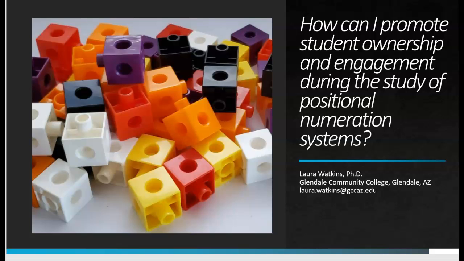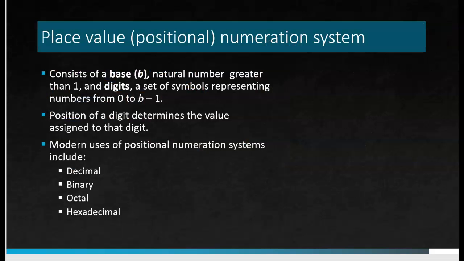I typically discuss ancient numeration systems that are non-positional as well as positional to provide a bit of history and context. We do identify key characteristics of a positional numeration system, starting with that it consists of a base b, which is a natural number greater than 1, and a set of digits or symbols that we can use to represent numbers in that base. And those digits or symbols represent the numbers between 0 and b minus 1. We also note that the position of the digit determines the value assigned to that digit.